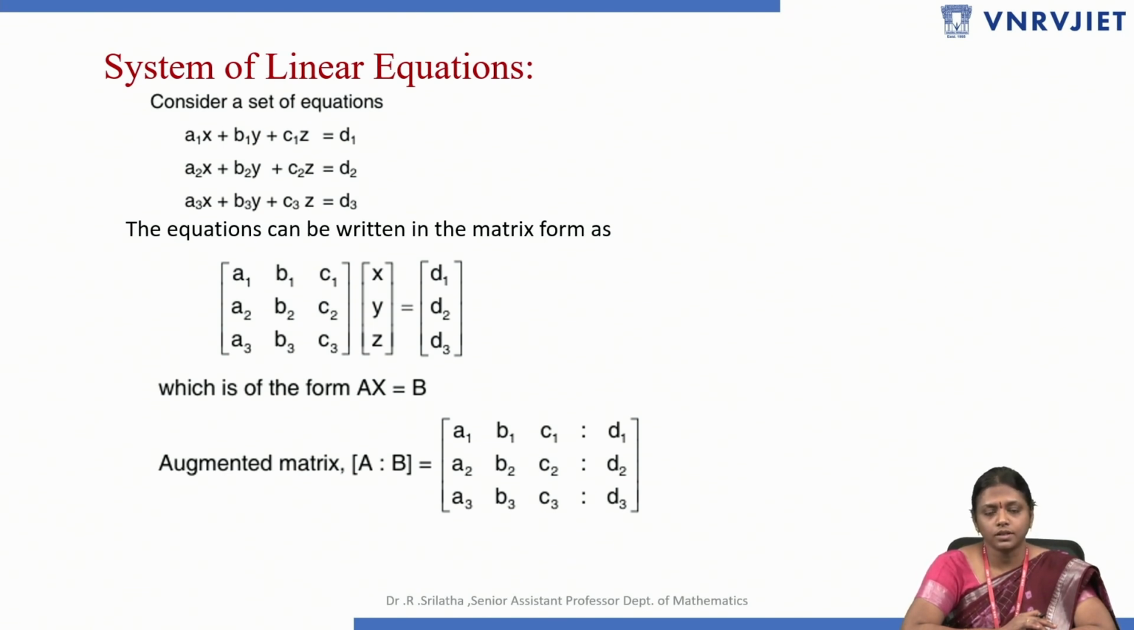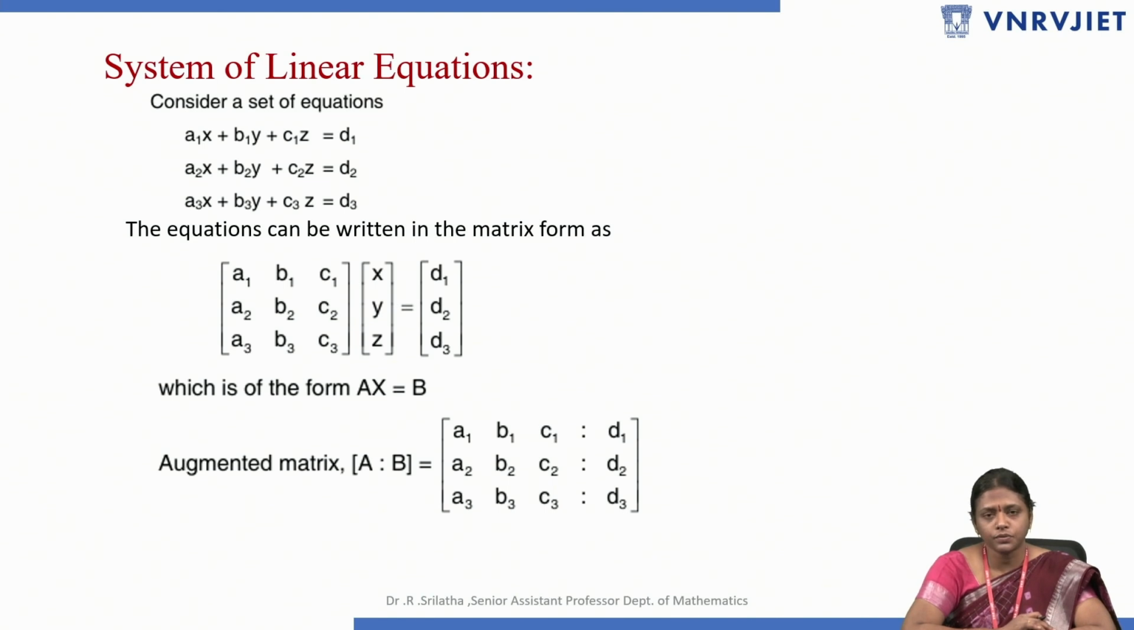Now first we'll consider the set of equations related to non-homogeneous. What do we mean by non-homogeneous? The RHS. Suppose you have an equation in the form a1x plus b1y plus c1z equal to d1. If you have d1, the constants, on the RHS, we call this a non-homogeneous system of equations. Suppose in place of d1 you have 0, in that case we call it a homogeneous system of equations. So here we have three different equations in our hand: a2x plus b2y plus c2z is equal to d2, and a3x plus b3y plus c3z is equal to d3.